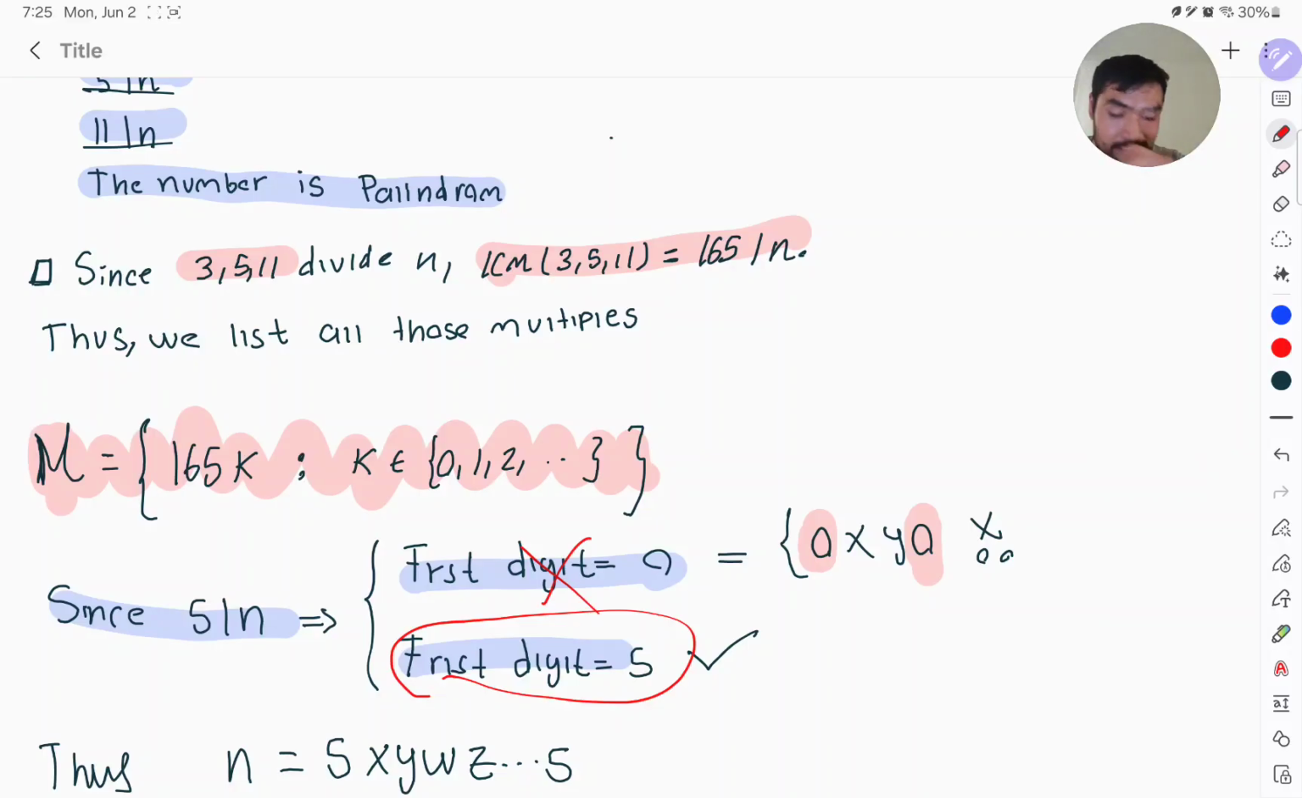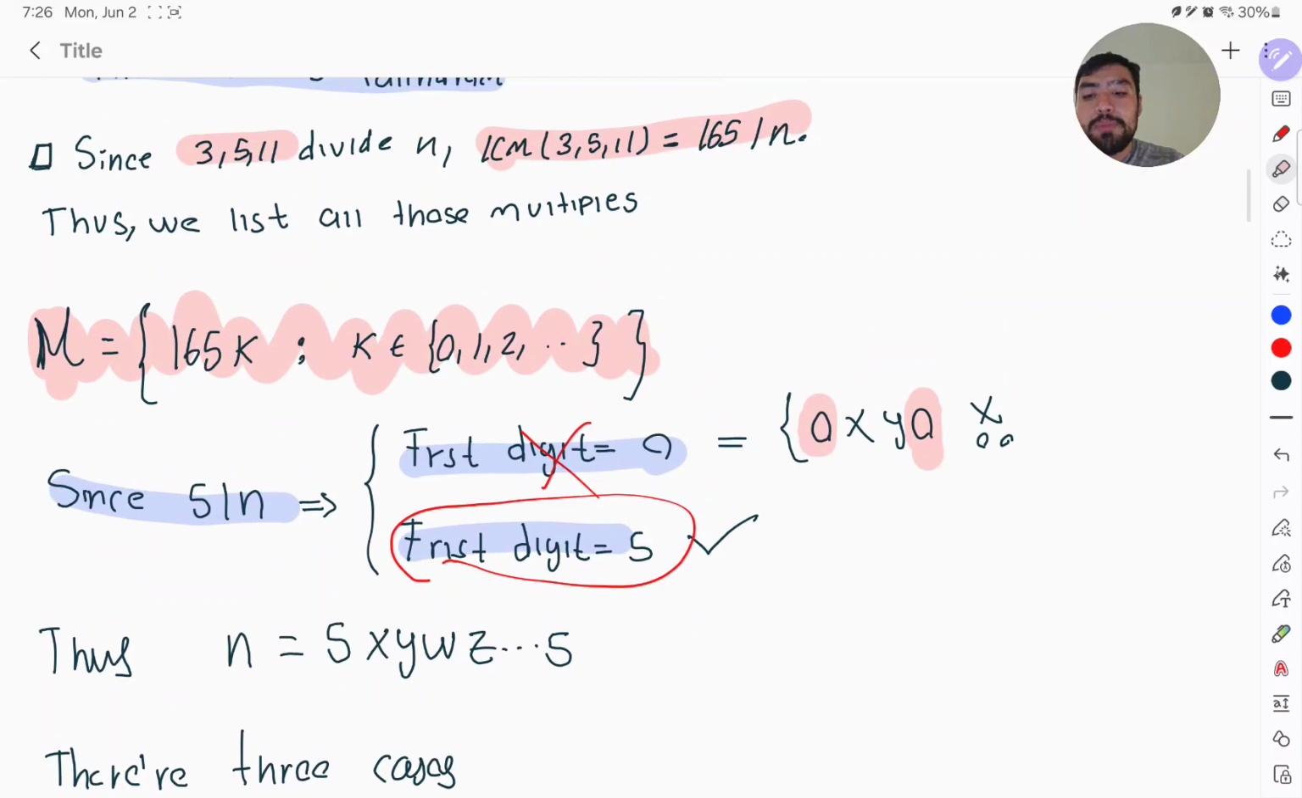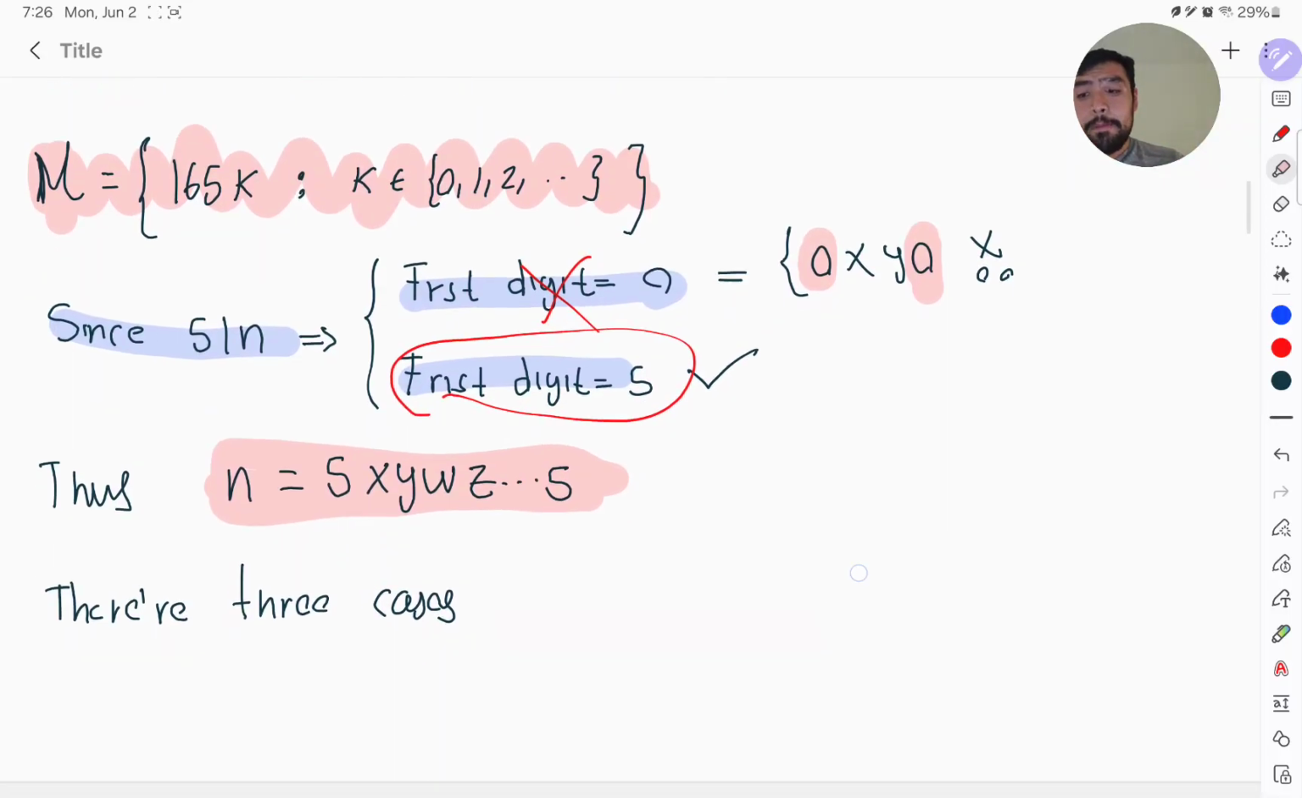And since the number is a palindrome, the first digit and the last digit must be the same, and thus the number n is of this form, okay? So the number n could be written starting with a 5 and ending with a 5, with x, y, w, and z being arbitrary digits, and it must also be a multiple of 165.